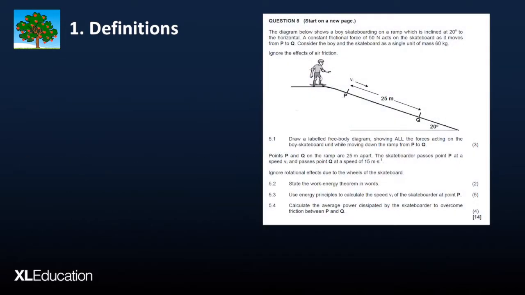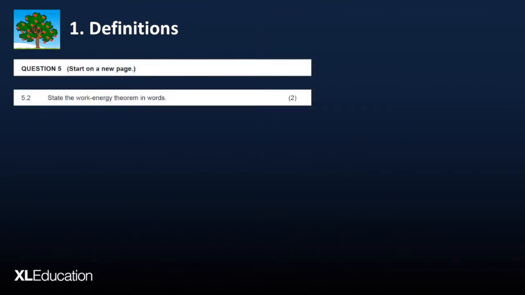Right. Let's have a look at another question, which is the question on work, energy, and power. Let's go through the question and see which part requires us to give a definition or to define any law or some kind of terms, right? 5.2 is saying state the work-energy theorem in words. But guys, you should bear in mind that the work-energy theorem is always given mathematically in the formula sheet as W_net equals delta K.